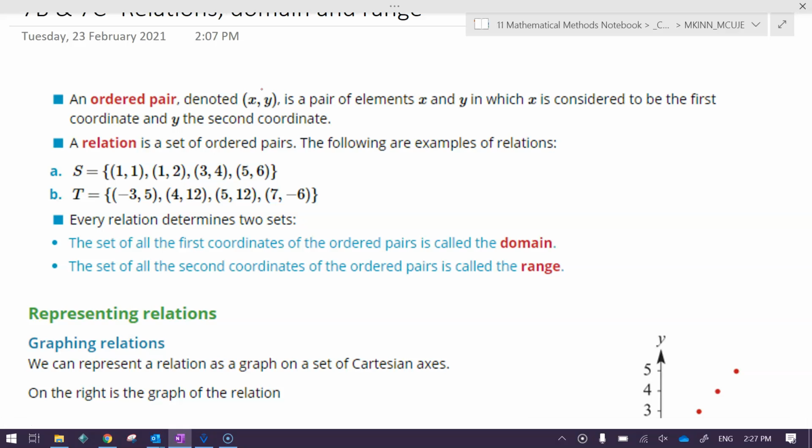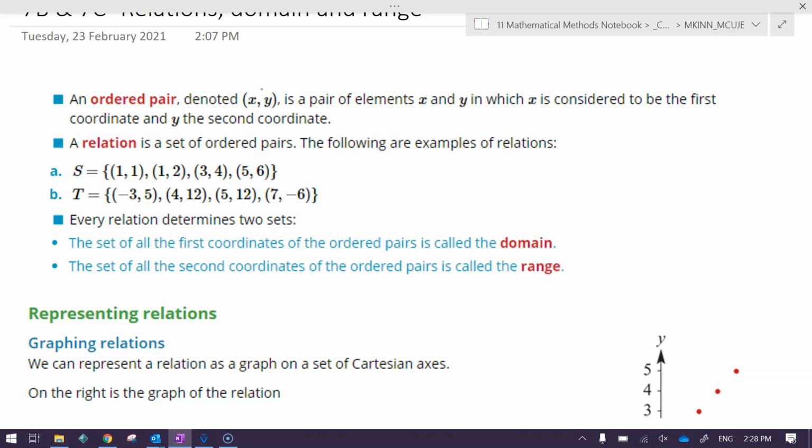They're coordinates. Coordinates are ordered pairs because the x always comes before the y, so they're in order, and that means something. The order means something. A relation is any set of ordered pairs. Here you can see they've actually defined them as a set. So you've got set S equaling that first bit there.